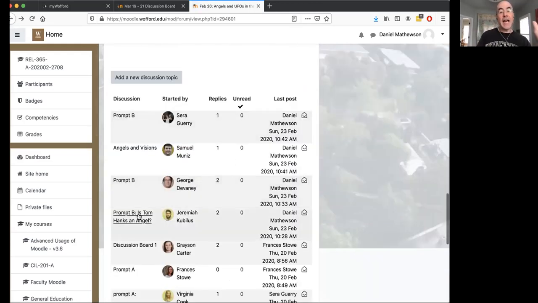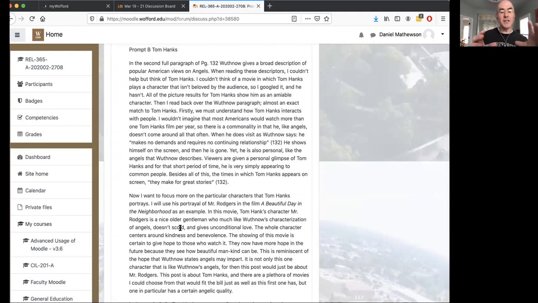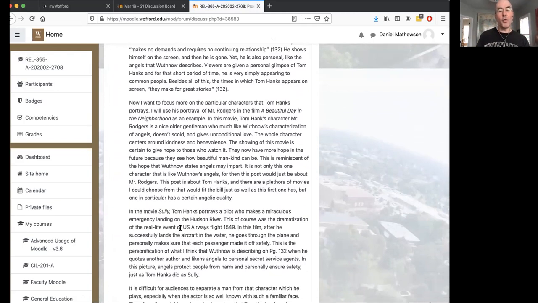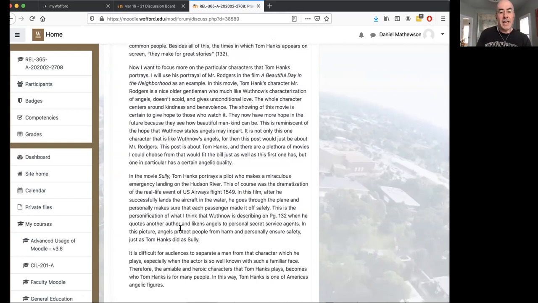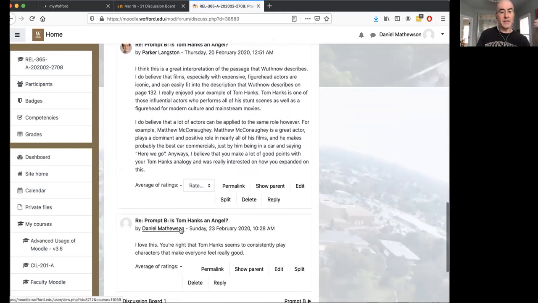Another fantastic reply came from Jeremiah. He talked about Tom Hanks, how he functions in his movies the way Wuthnow talks about angels functioning in the 1990s. It was such a thought-provoking and thoughtful argument about why Tom Hanks himself is sort of like an angel from the 1990s. A student replied to him, just thought that was a really great analysis, and I said the same thing. Actually, we used this one to start our conversation in class. Let me pause there and see if there are any questions. Maybe you can moderate for me, it'd be great.